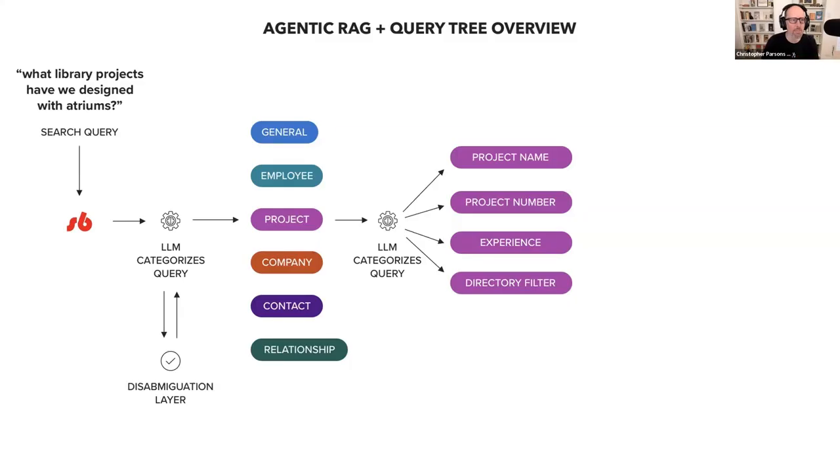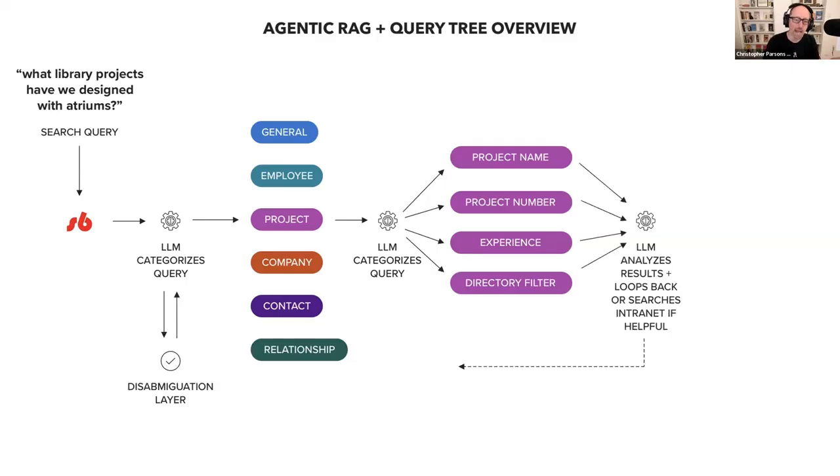But let's just say: what library projects have we designed with atriums? Clear-cut project query. Now, again, we're doing this query tree thing where we give it different tools and ask it to figure out which tool it should use. Is it a project number query? Is it an experience query? Is it a directory filter? It analyzes that, and if it feels like it went down the wrong track, it can loop back to the beginning of the query tree and start over.